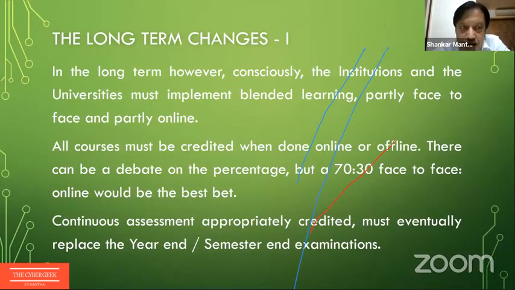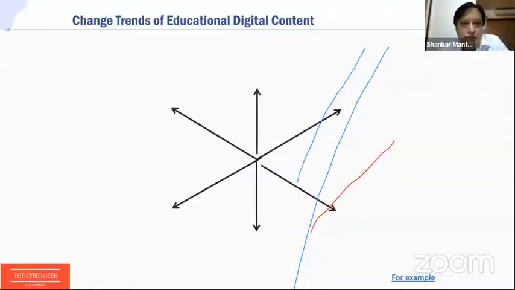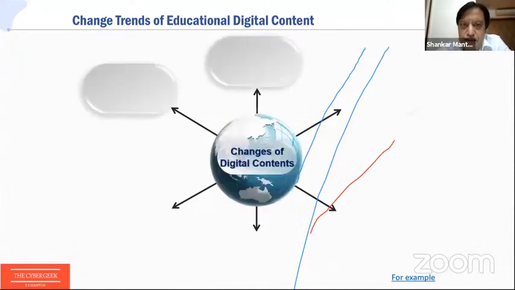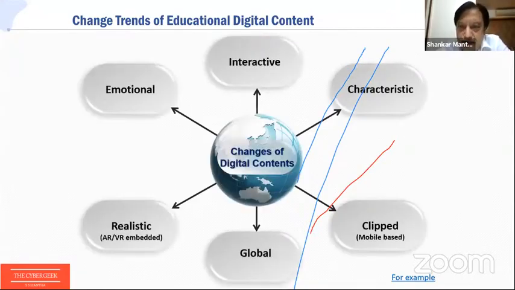Blended learning will become a reality. And all those courses will be credited, whether you take them online or offline, in a similar fashion. Probably a 30-70 model will stay in future, 30% online and 70% face-to-face. And continuous assessment will become a part of the assessment methodologies in future. Now here, I have some changing trends of educational and educational digital content. In the context of MOOCs, it's all digital content, and we must understand what these changes are.